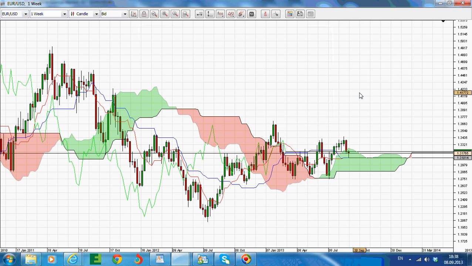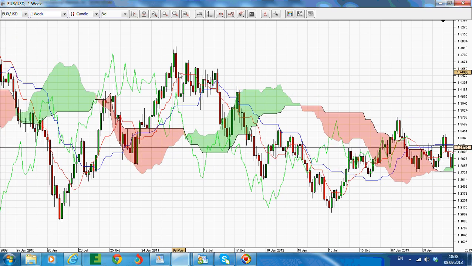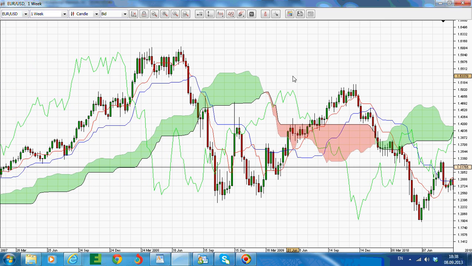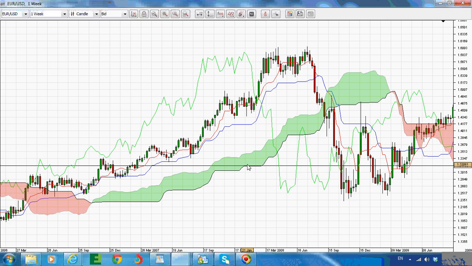So we looked so far at the red line, the Tenkan. We've looked so far at the blue line, the Kinjun. And now we are looking at the Kumo, or the cloud. This cloud can be only green or red. Green cloud signals bullish conditions, as you can see here all over the screen.